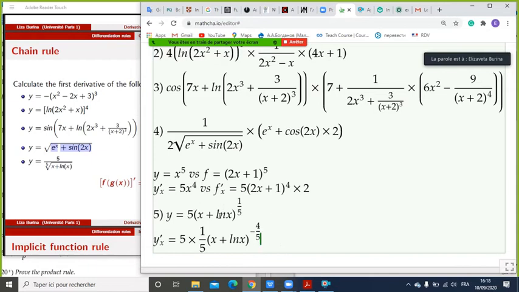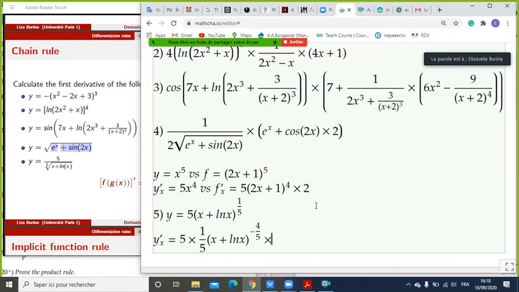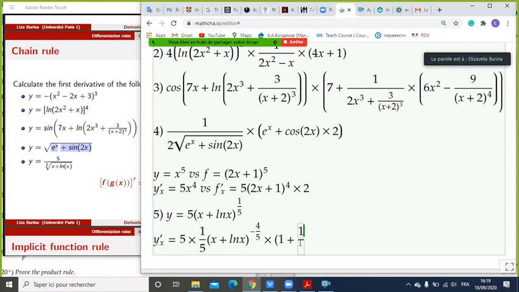Now the inner function, x plus ln x. Well, for once, it's not that difficult. We have here 1 plus the fraction 1 over x. Okay, cool. So that's it. Do you agree?